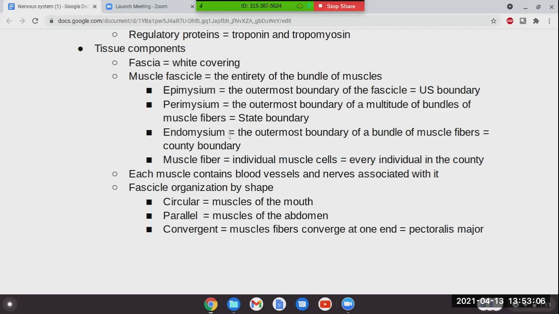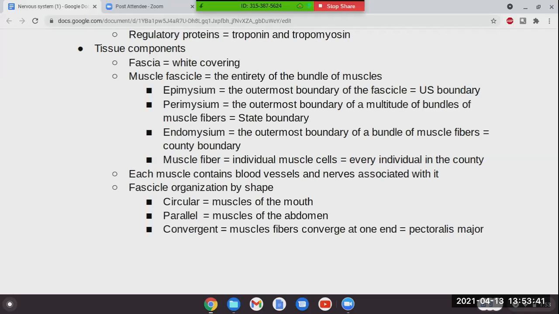And then we have the endomysium, which is the boundary for a county. This is the outermost boundary of a bundle of muscle fibers. And as you know, in each state, there are several counties. And the last one is the muscle fiber. These are the individual muscle cells, or you can assume every individual in the county or every single house. So this is a muscle fascicle, from muscle fiber, endomysium, perimysium to epimysium.